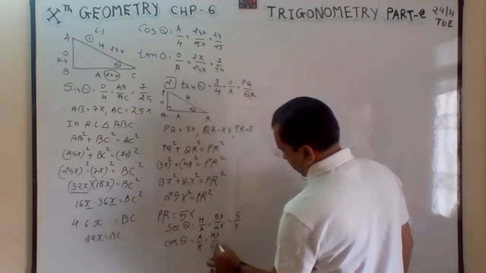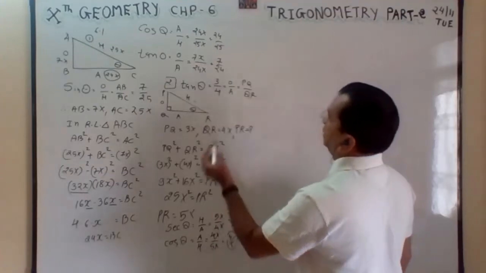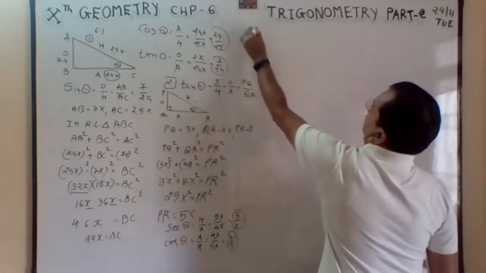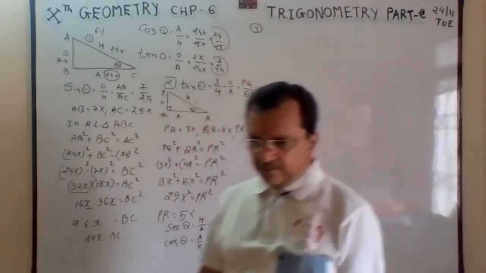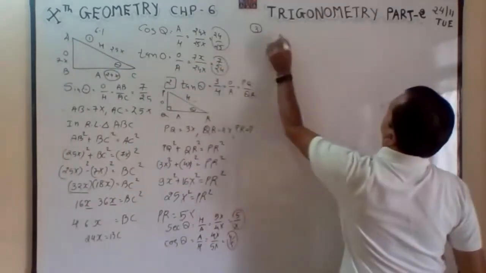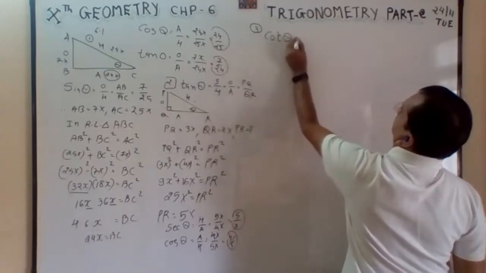4x, 5x. So these are two answers. And in previous, these are two answers. Now we are doing the third. Cot theta is given as 40 by 9.